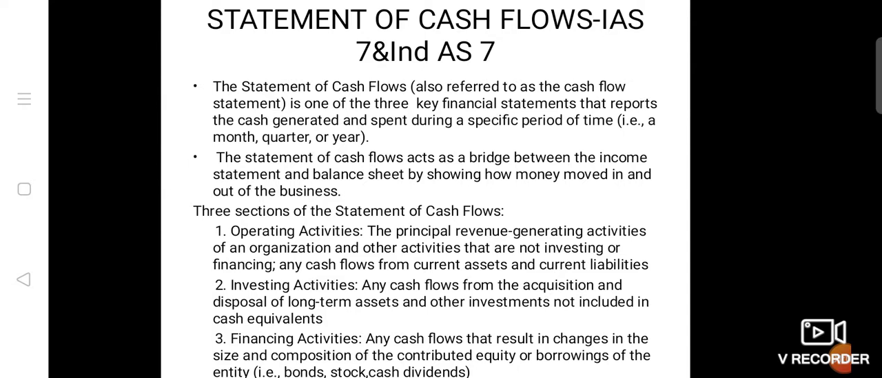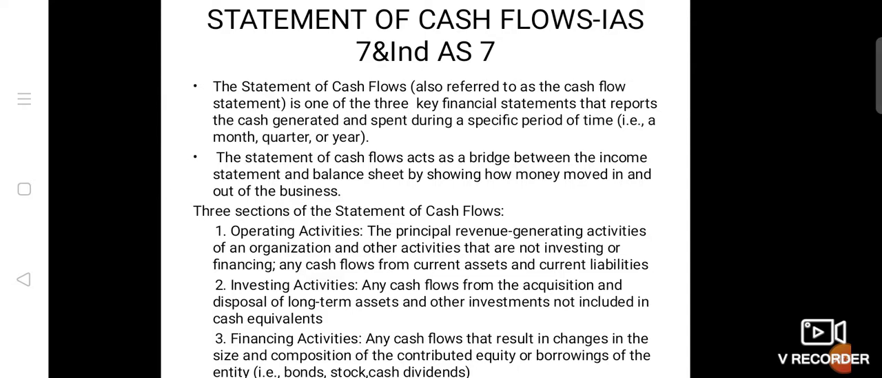The change, or the inflow and outflow of cash, is recorded in the cash flow statement. The statement of cash flows acts as a bridge between the income statement and balance sheet by showing how money moved in and out of the business. We know the P&L account shows how money has moved, that means expenses and income. In the balance sheet we get to know the position of the business on a particular date. So the statement of cash flows is a bridge between the P&L account and the balance sheet.